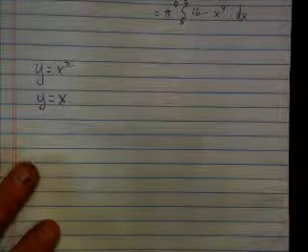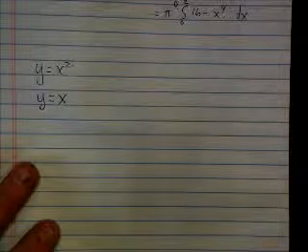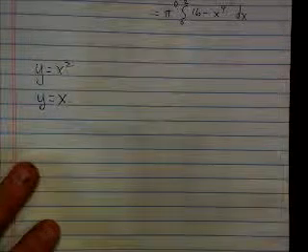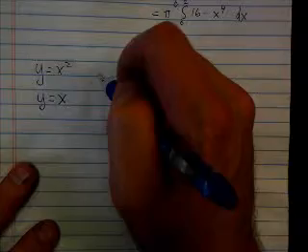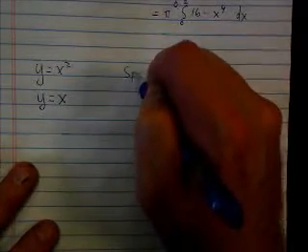Okay, it's got to be a horizontal line. How about y equals 3? Y equals 3 would be a horizontal line.